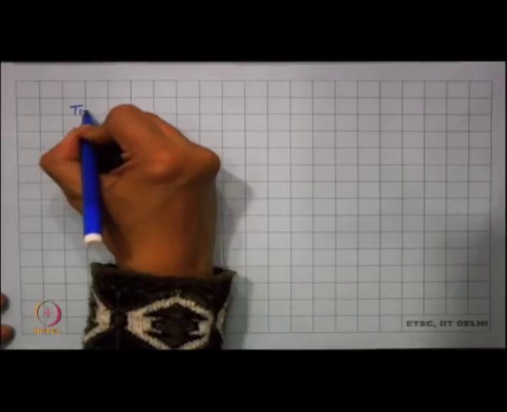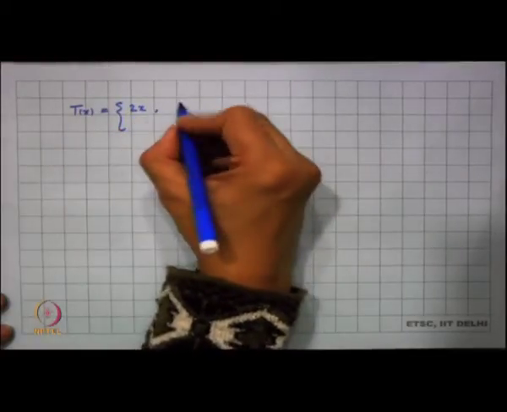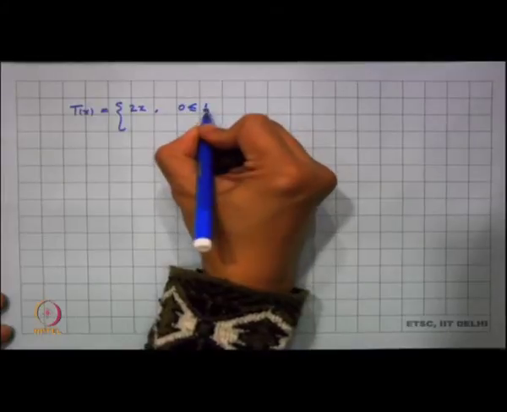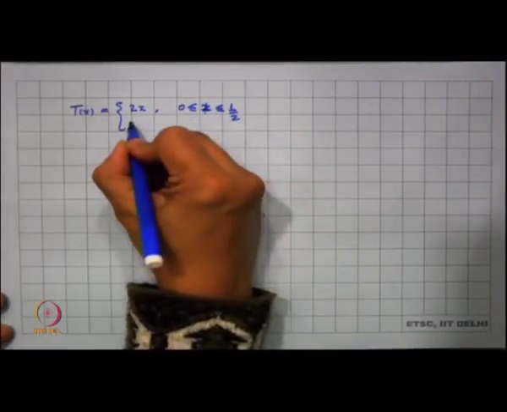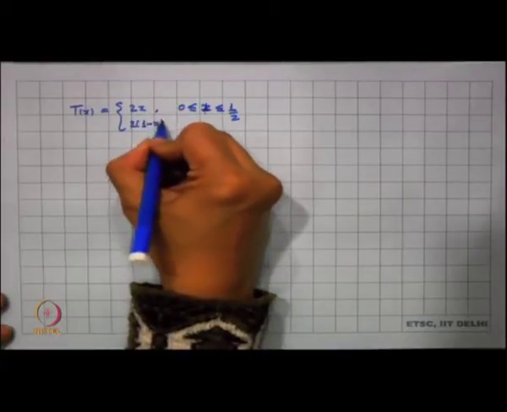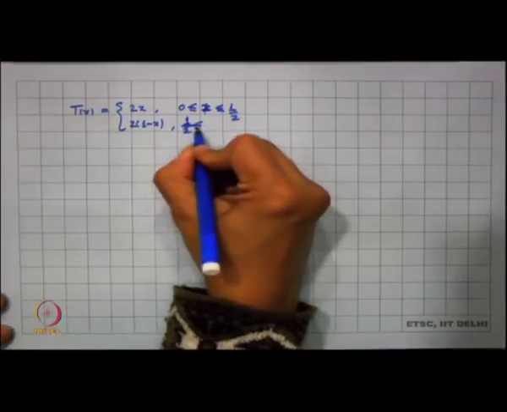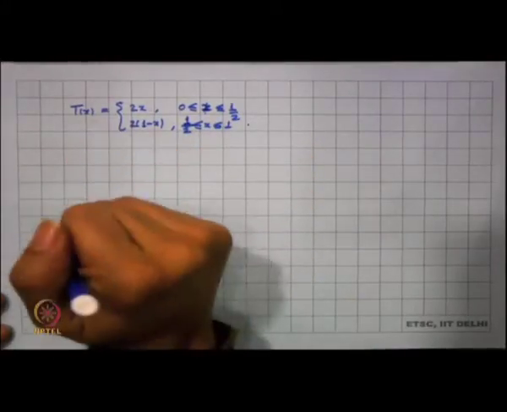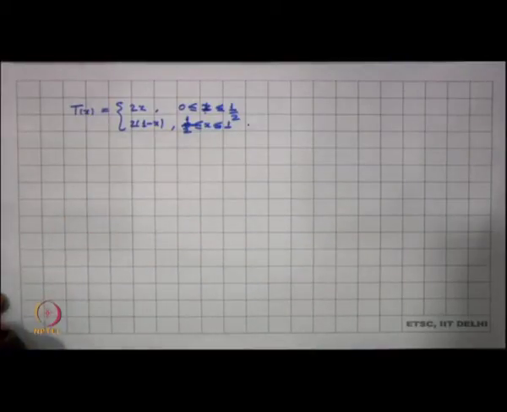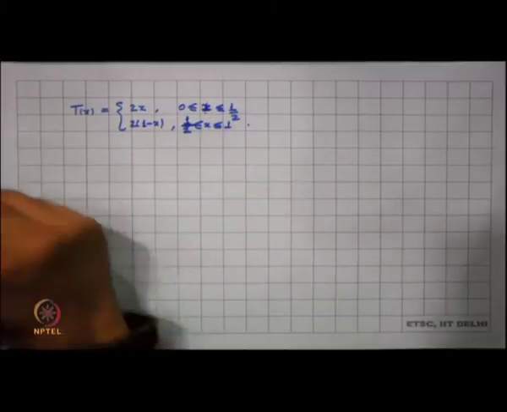So, I am defining my T(x) to be equal to 2x for 0 less than or equal to x less than or equal to half, and it is 2(1 minus x) for half less than or equal to x less than or equal to 1. So, this is your tent map, and for this particular tent map you want to see what are all the periodic points.